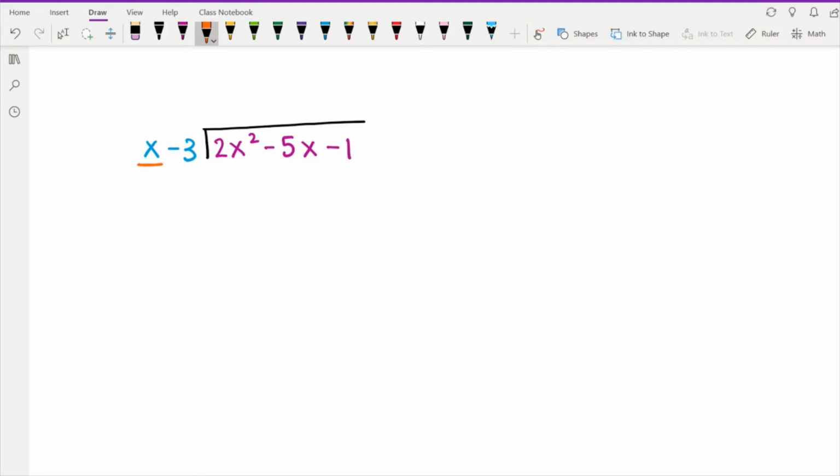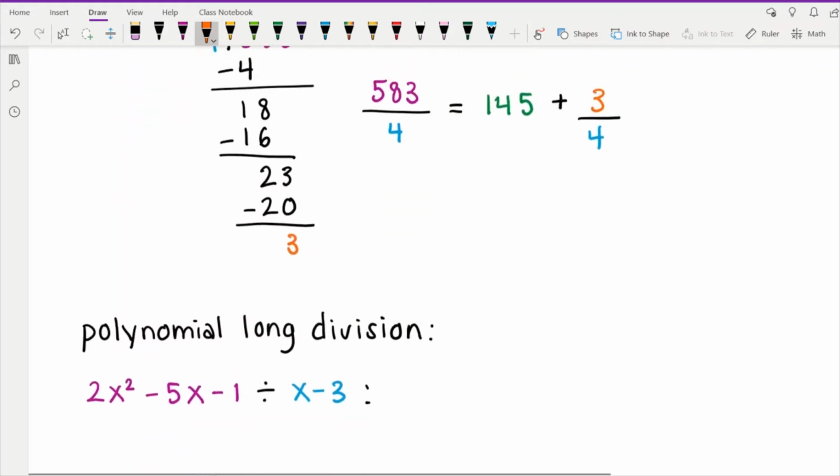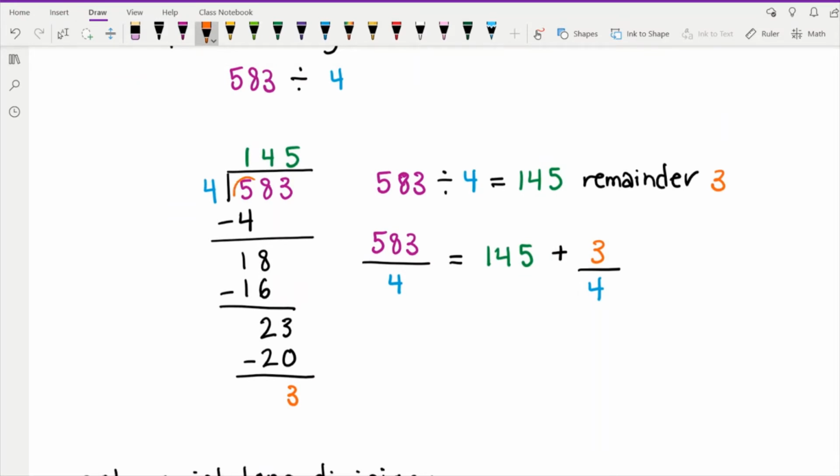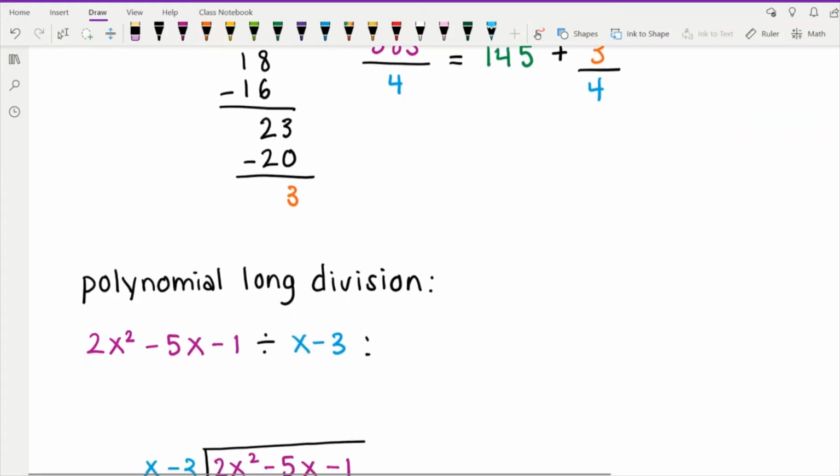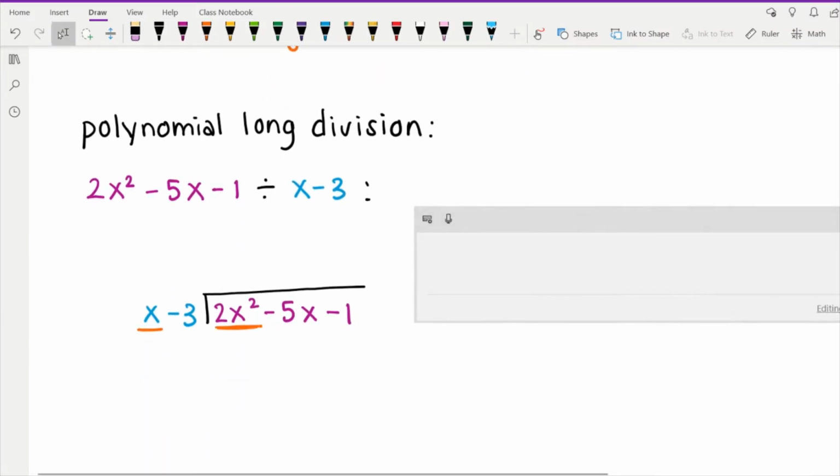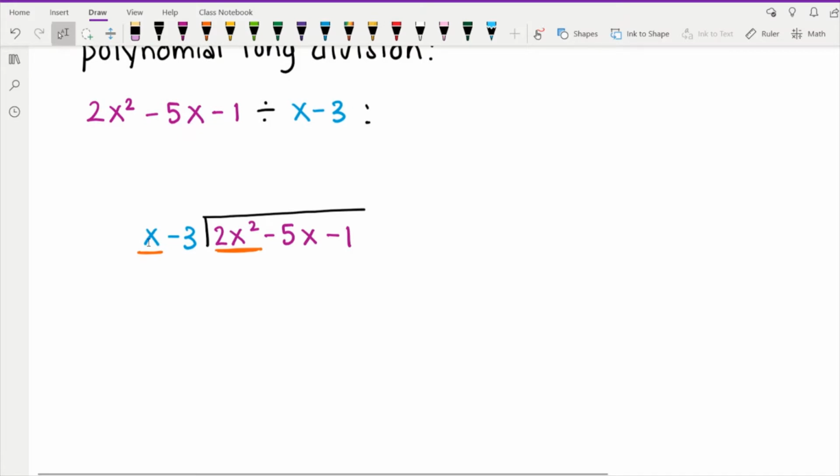So the first step that we're going to do is we're going to divide 2x squared by x. Just like how above, right? The first step was really doing 5 divided by 4, right? It was saying how many times does 4 go into 5? Another way of saying that is 5 divided by 4. And so here we're saying how many times does x go into 2x squared? Another way of saying that is 2x squared divided by x. So what would we put up here? What is 2x squared divided by x? Well, it's 2x.